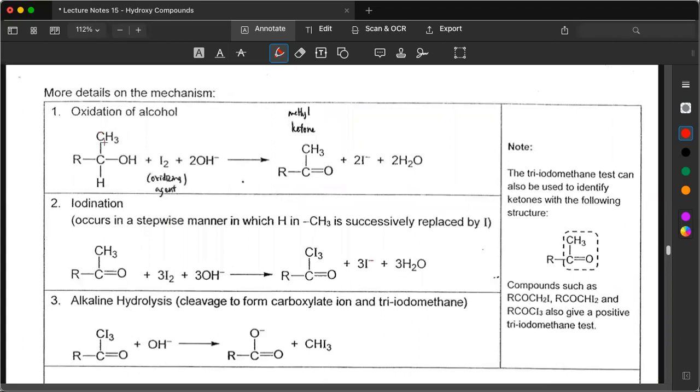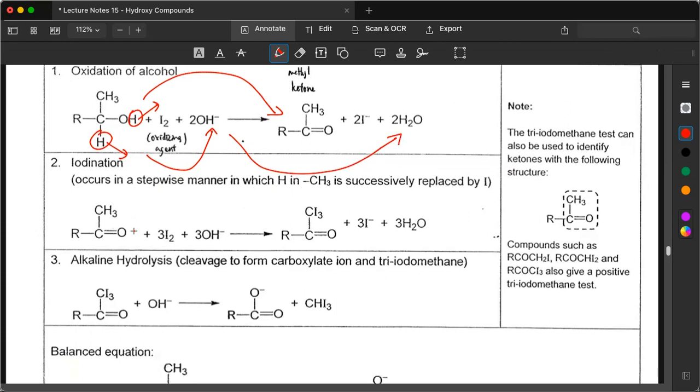So in the first step, the alcohol is oxidized. With iodine as the oxidizing agent, in the presence of an alkali, sodium hydroxide, we have the alcohol losing 2 of its hydrogens and forming this at the start. The hydrogen will go to the hydroxide to form water.